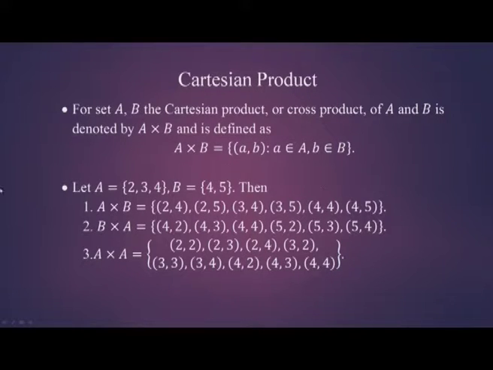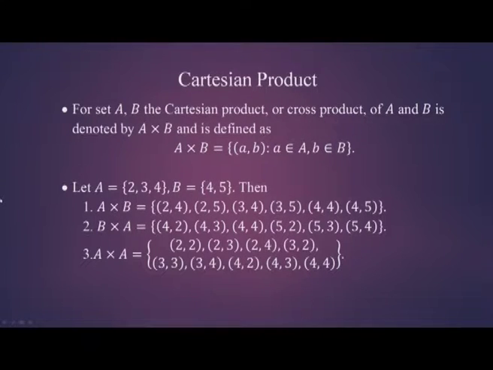We will write this as this. This is the notation of a set, and it contains all ordered pairs (a, b), where a belongs to capital A, and b belongs to capital B. For example, let us consider A to be the set {2, 3, 4} and B to be the set {4, 5}. Then the Cartesian product A cross B is (2, 4), (2, 5), (3, 4), (3, 5), (4, 4) and (4, 5).